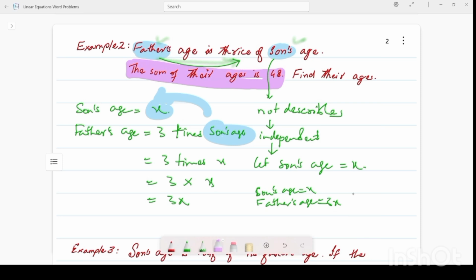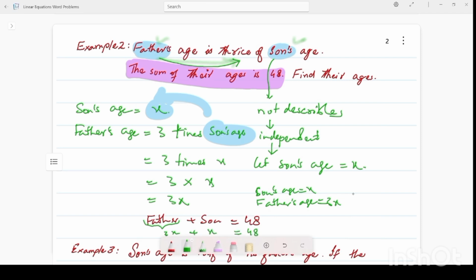Now we see the next statement, which describes that the sum of their ages is 48. Now we will be rephrasing this. Sum of their ages means father's age plus son's age is equal to 48. Now in place of father's age we will put 3x, so we write it as 3x plus son's age, which is x, is equal to 48.